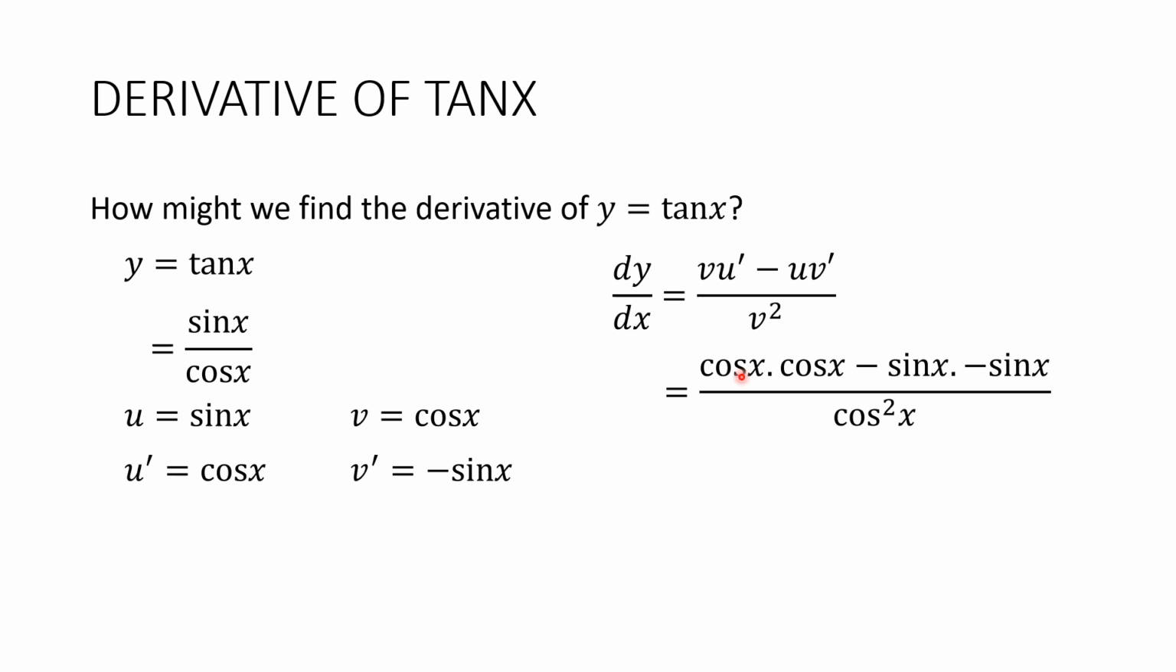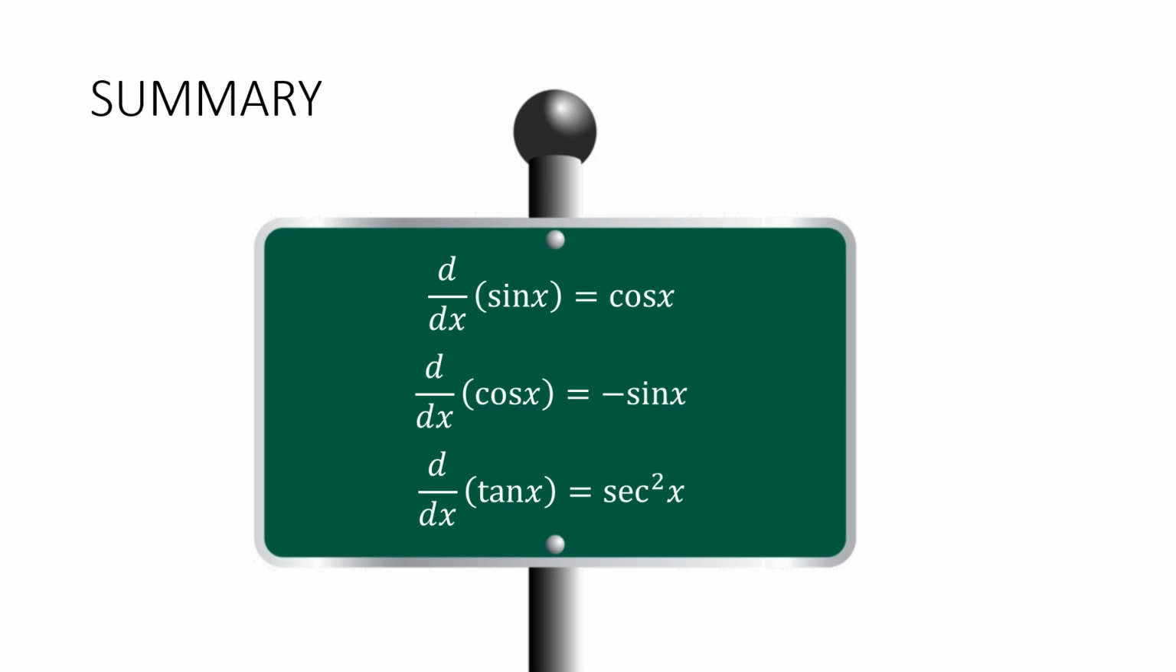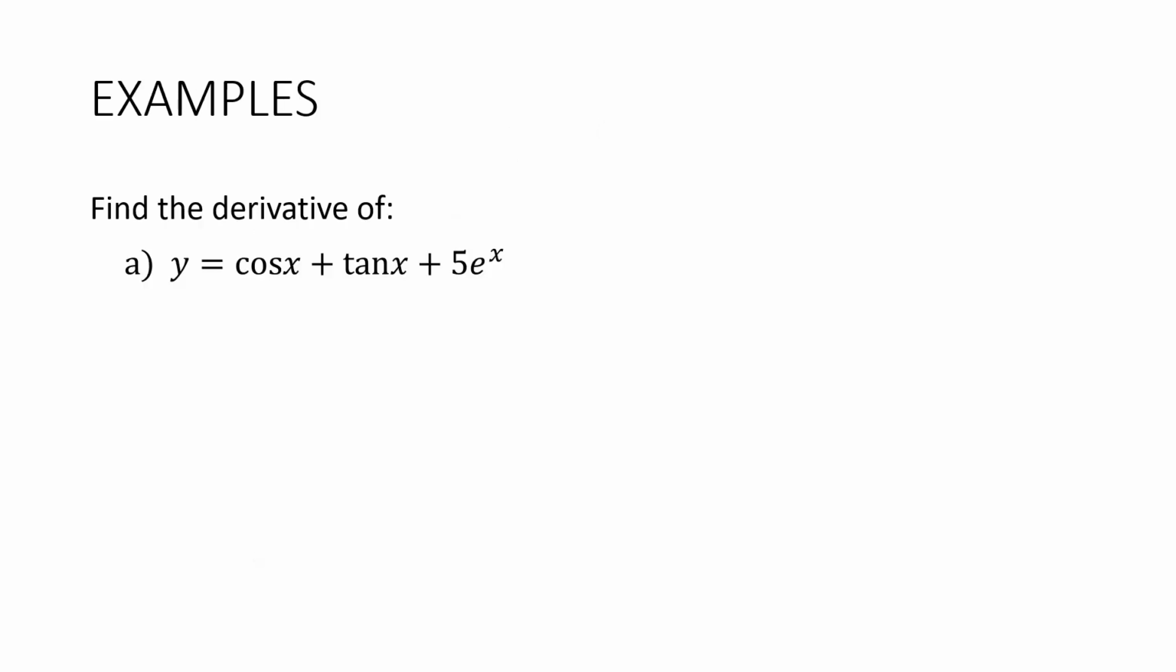Okay, we're going to tidy this up. This is cos squared x plus sine squared x all over cos squared x. Now what's this identity? Cos squared x plus sine squared x is 1. So the derivative of tan x is 1 over cos squared x, but more often we will say that it is sec squared x. So in summary, the derivative of sine x is cos x, the derivative of cos x is negative sine x, and the derivative of tan x is sec squared x. Let's finish off with some examples.